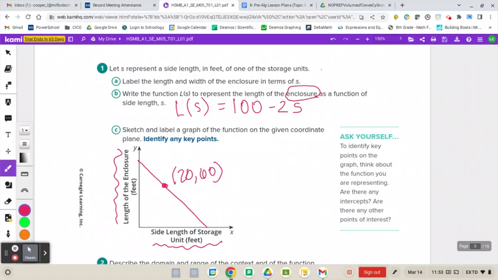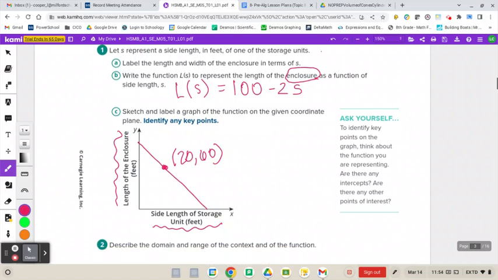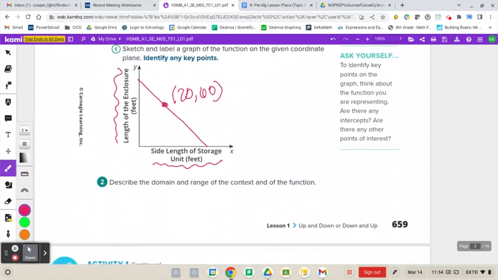Does that make sense? And then that means your enclosure would be 60. Is everyone understanding that? You're taking the 100 feet that you have, you're subtracting the two storage units, which is 20, which gives you 60. Are we okay? Are we sure? Yes. Okay.